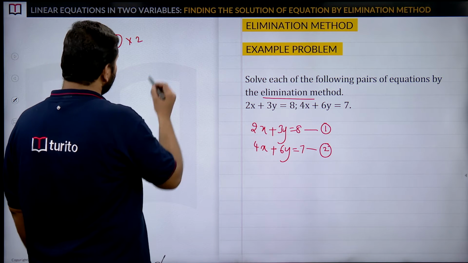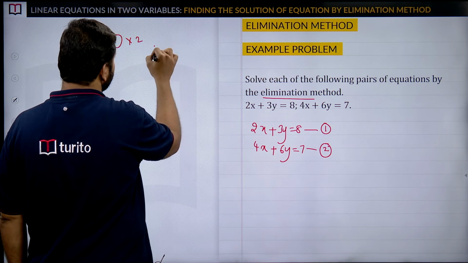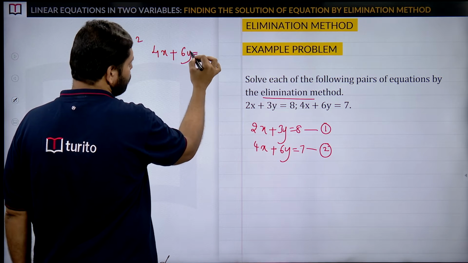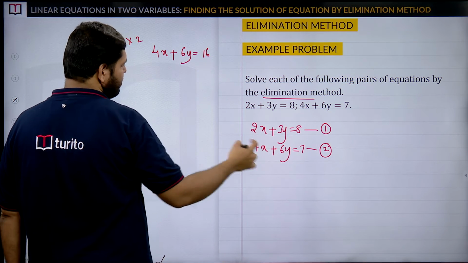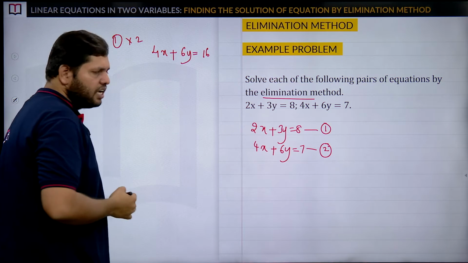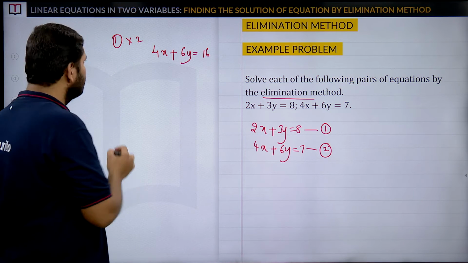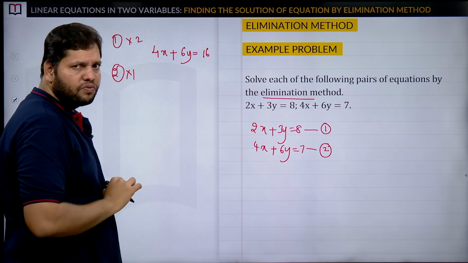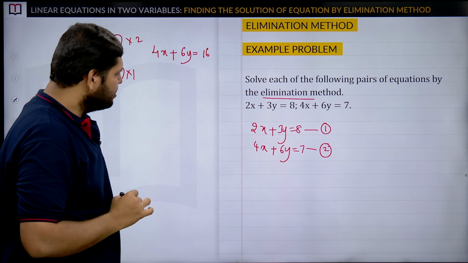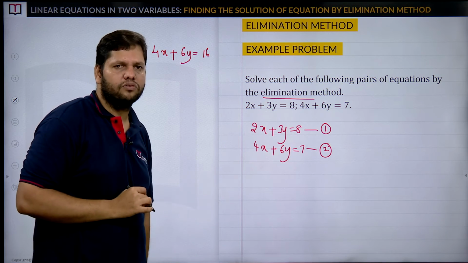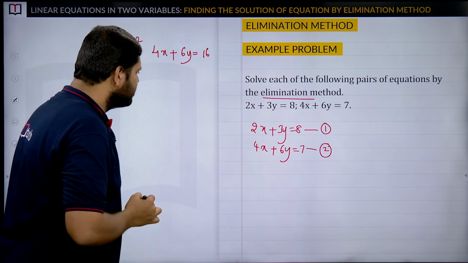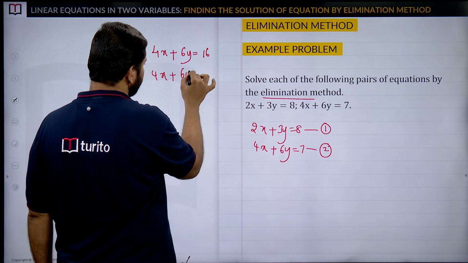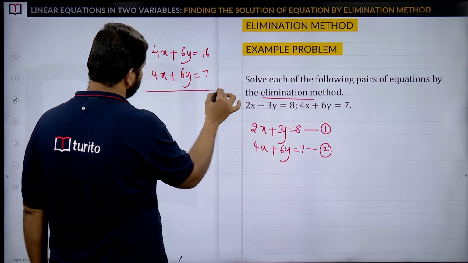Okay, so multiply, children. If I multiply, this is 4x, 2 3s are 6y, and 2 8s are 16. And what is the second equation, children? For the second equation I am just multiplying with 1, because I don't want to change the second equation. In the second equation the coefficient is already 4. Okay, for the second equation, 4x plus 6y is equal to 7.